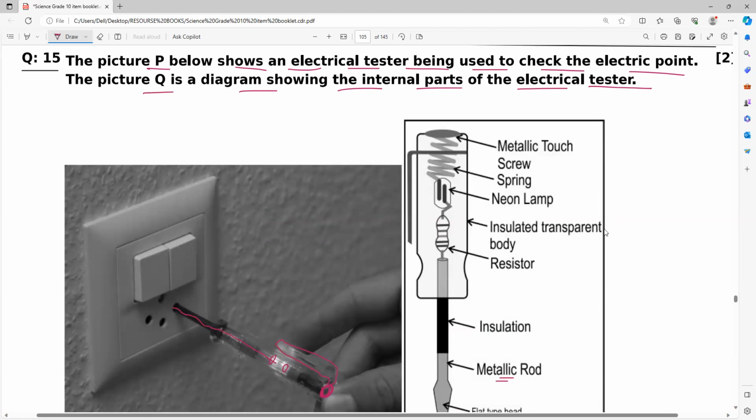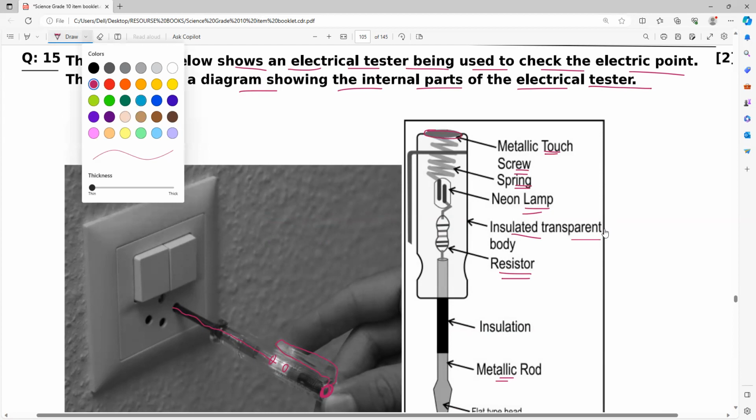This is the entire screwdriver. If you notice it here, they are putting an insulated transparent body outside. Inside, there is a resistor, neon lamp, spring, screw, and metallic touch. Actually, this is the only part which will be in contact with us. Now observe this figure and tell me, by seeing this figure, you might understand why we are not getting electric shock. In the middle, there is a part before the bulb.